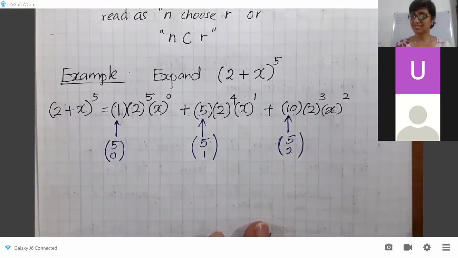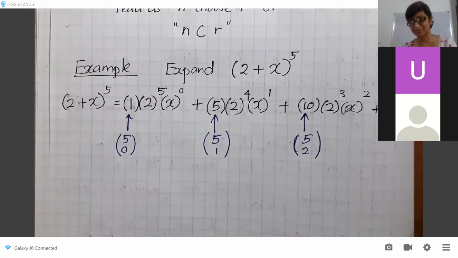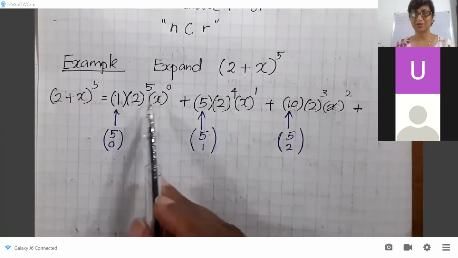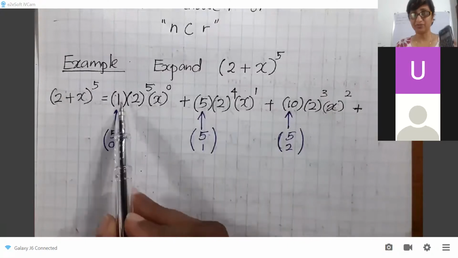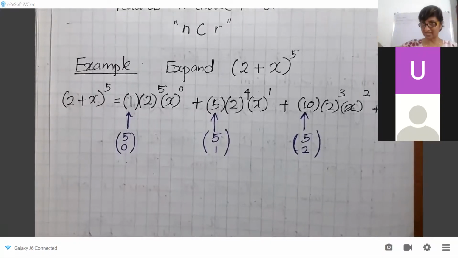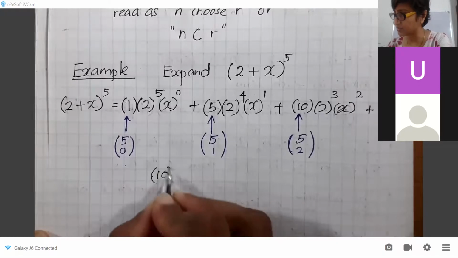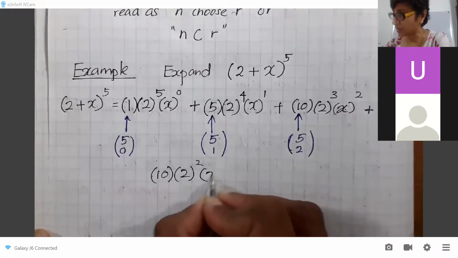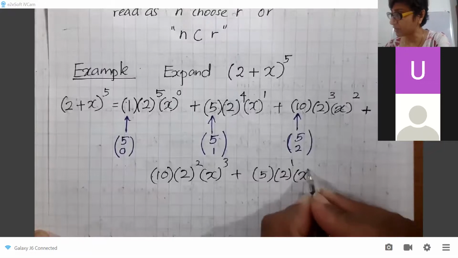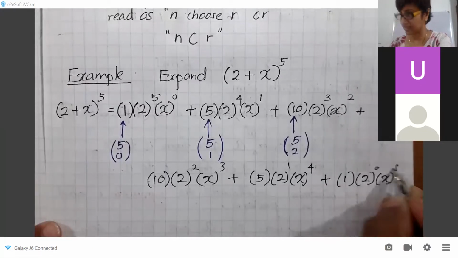Okay? Did you understand this so far? Can you complete? How many more terms should I write? There should be 6 terms, 3 more terms. I don't have to compute the rest of the coefficients, because due to symmetry, 1, 5, 10, and then 1, 5, 10 from the other side. But you can check whether that is correct. So the next term would have 10 as the coefficient, 2 to the power of 2, x to the power of 3, and then next would be 5, 2 to the power of 1, x to the power of 4, and the last term would be 1, 2 to the power of 0, and x to the power of 5, and that's the end.